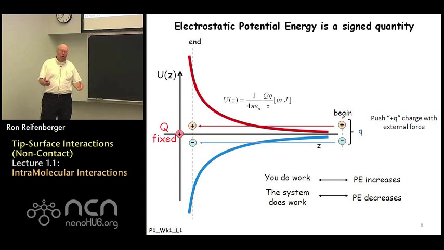Nature always tends to go to the lowest energy state, and so if the electrostatic potential energy is negative, that indicates that it's an attractive type of interaction, that the charges in question will tend to go to a final position if left to their own motions.